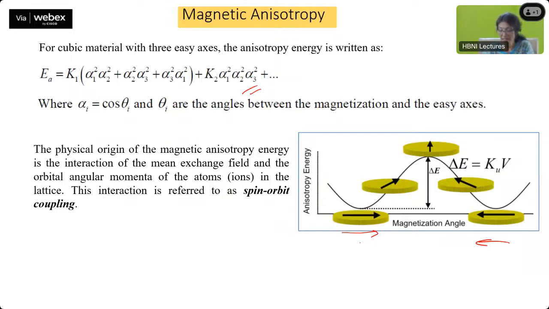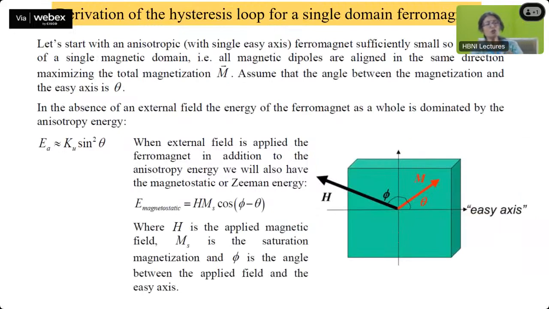So how do you derive the hysteresis loop for a single domain ferromagnet? How is it going to look? We start with an anisotropic ferromagnet, sufficiently small so that it has a single magnetic domain. Now we are going into the derivation of how this magnetic hysteresis comes in. If it's a single magnetic domain, all the magnetic dipoles are aligned in the same direction, so it maximizes the total magnetization.